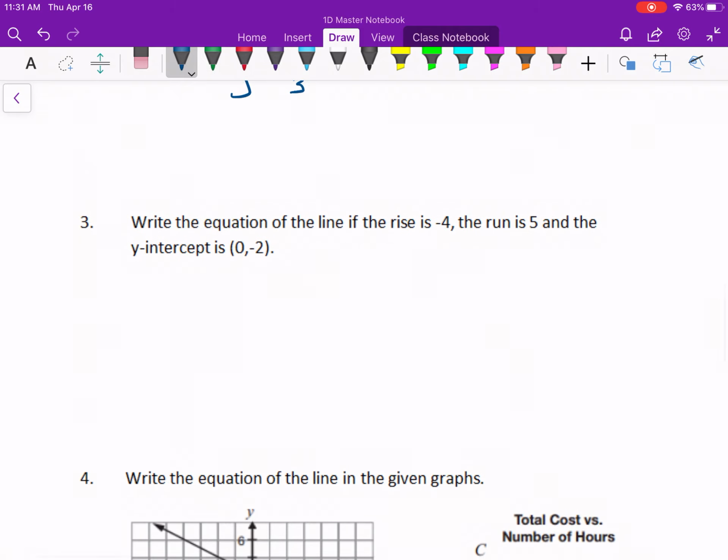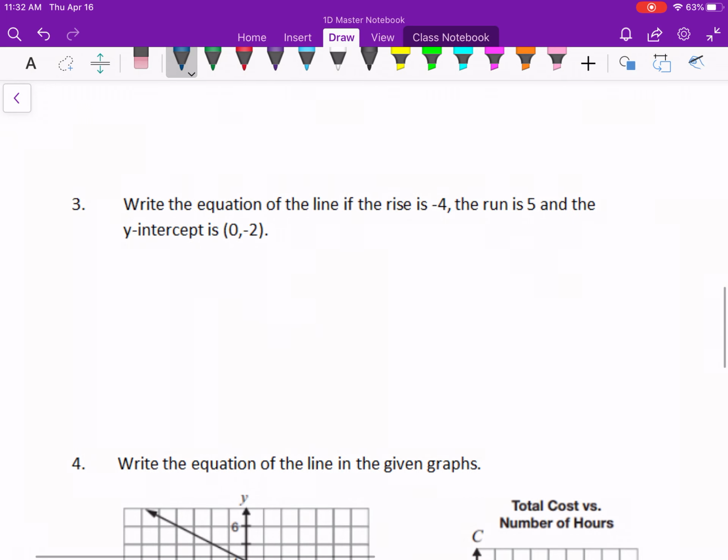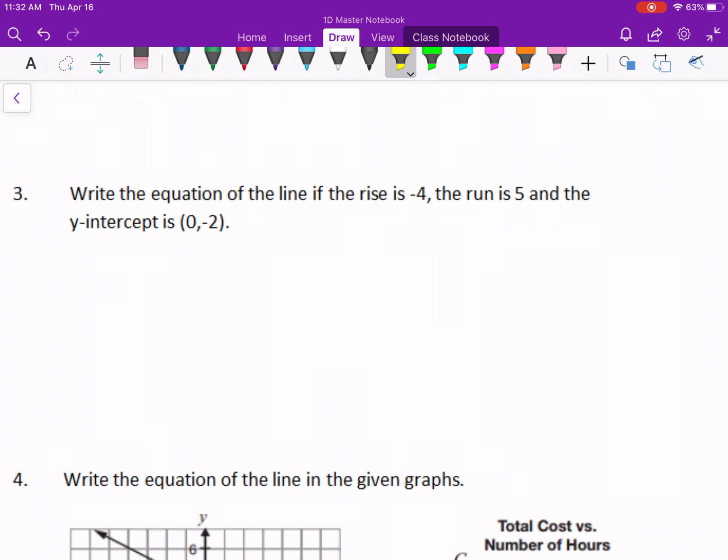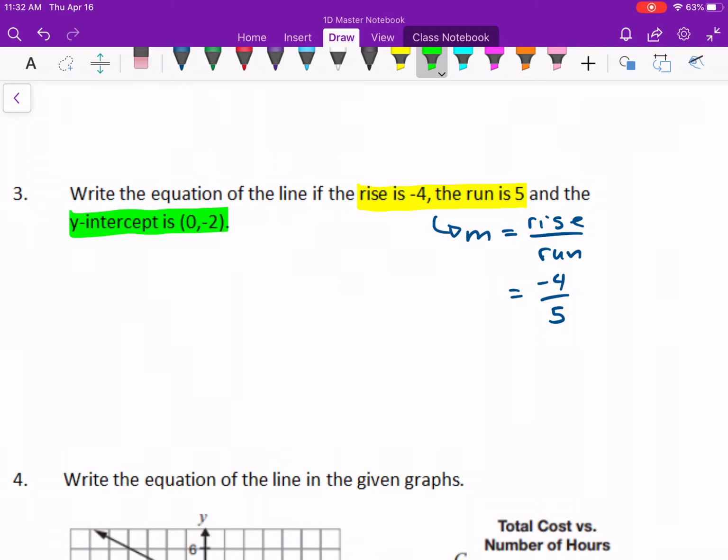Write the equation of a line if the rise is -4 and the run is 5 and the y-intercept is (0, -2). Okay, so now we're getting a little bit trickier here. They give us the rise and the run. They don't tell us what the slope is, but they tell us what the rise and the run is. So we need to remember that slope, m, is equal to rise over run, and so it's just -4/5. That's what they're telling us. The slope is -4/5. And they're telling us the y-intercept is (0, -2).